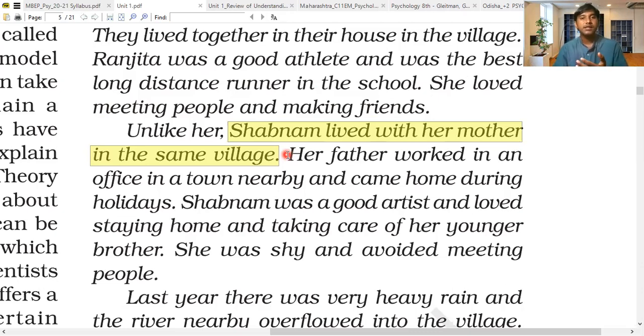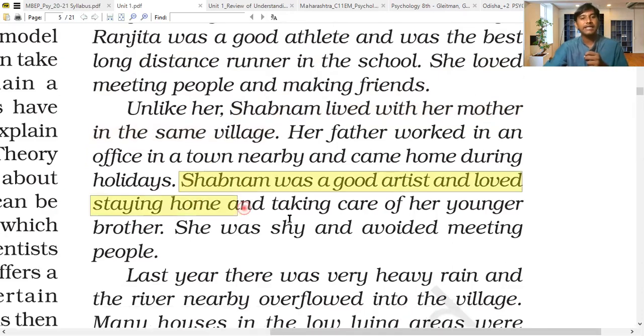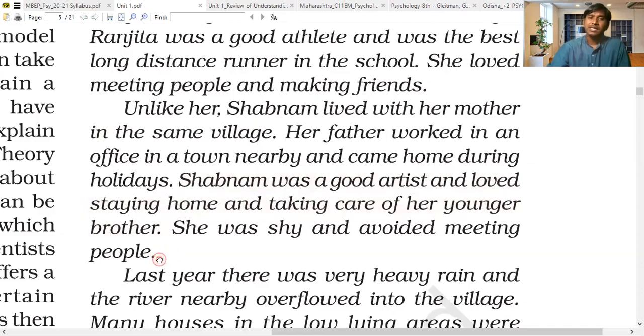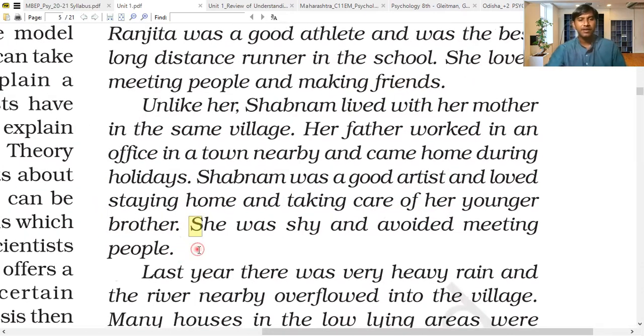Her family conditions are different. Her father lives away, and Shabnam was a good artist and loved staying home and taking care of her younger brother. When compared to Ranjita, whose brother is doing farming with her grandparents, Shabnam is taking care of her brother. She is at home. She likes to live at home, and her father is not living at home. And she was shy and avoided meeting people, as her family is very small, maybe three people living in her house. They are not much communicative.